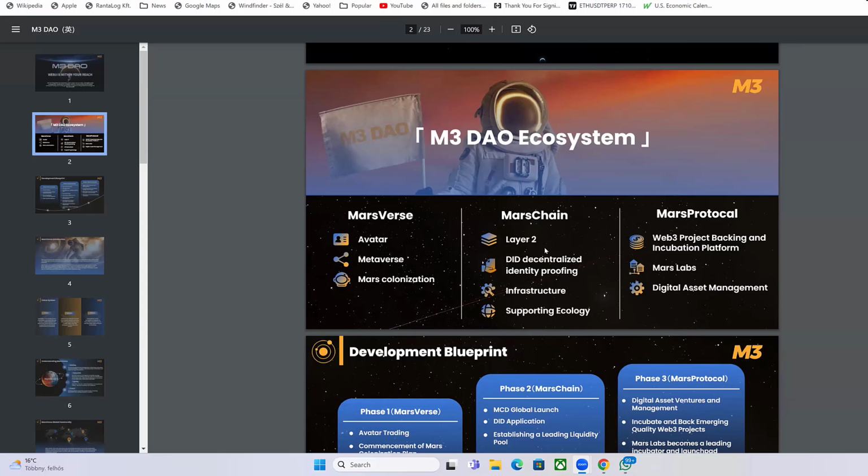So the whole idea here is to create a layer 2 chain, and on top of the layer 2 chain, create another chain, which is going to be a layer 3 chain, where we're going to be creating a huge, large DID database and store the data. And why is it important? Because by using the DID, you is you.